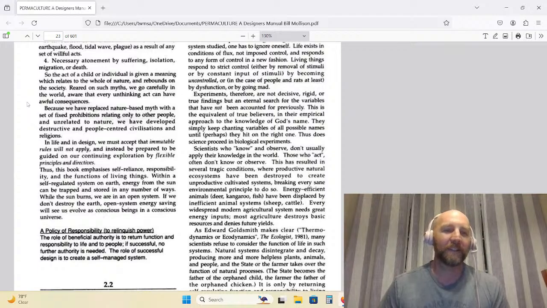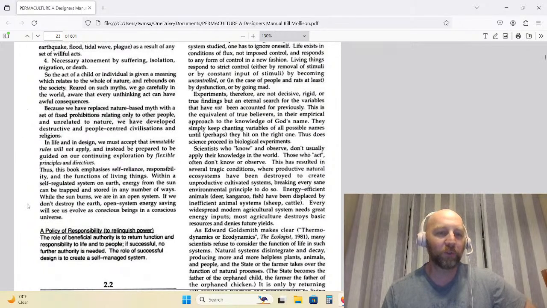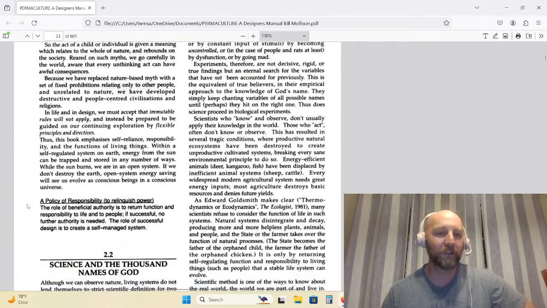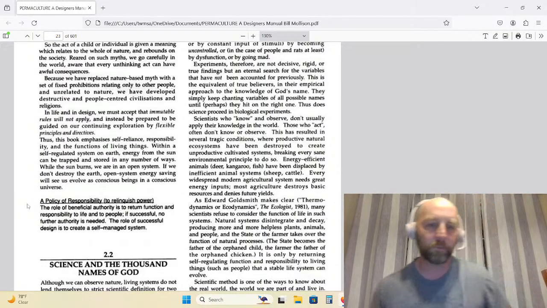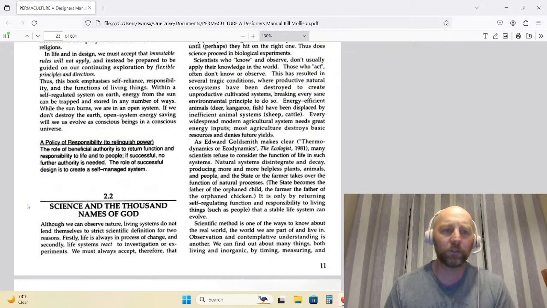Within a self-regulated system on Earth, energy from the sun can be trapped and stored in any number of ways. While the sun burns, we are in an open system. If we don't destroy the Earth, open system energy saving will see us evolve as conscious beings in a conscious universe. A policy of responsibility to relinquish power. The role of beneficial authority is to return function and responsibility to life and to the people. If successful, no further authority is needed. The role of successful design is to create a self-managed system.